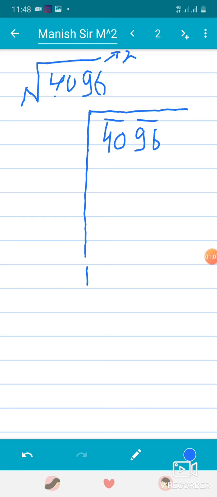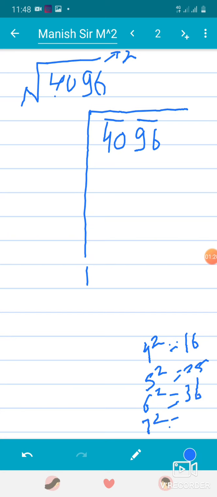Just check it out. 4 square is equal to 16. 5 square is equal to 25. 6 square is equal to 36. 7 square is equal to 49. Then 7 square becomes 49, which is more than 40. It means this division will go with 6. And we write here 6 over, and 6 6s are 36.